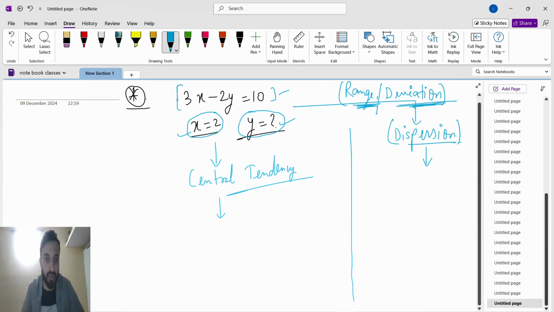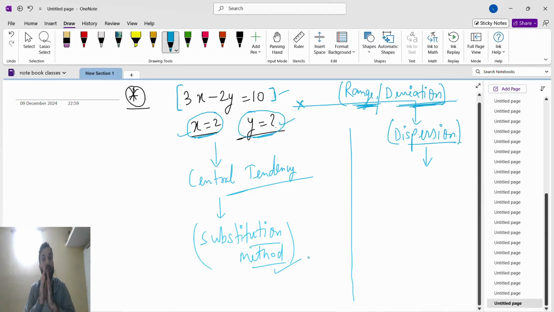If you see, the question is this: they will give the equation, and they will give the value of one variable. You have to find the value of the other variable. And if the word range or deviation is not given, then we will use the central tendency method. What is the central tendency method? Yes, the central tendency method is the substitution method. We already did this method in the last chapter and understood it properly, right? Yes. Now we have to understand the dispersion method.